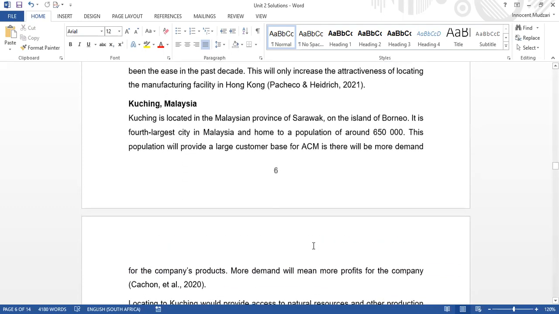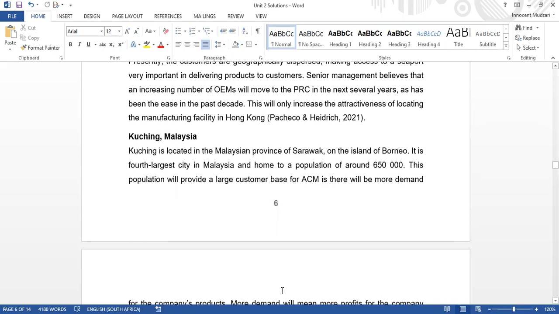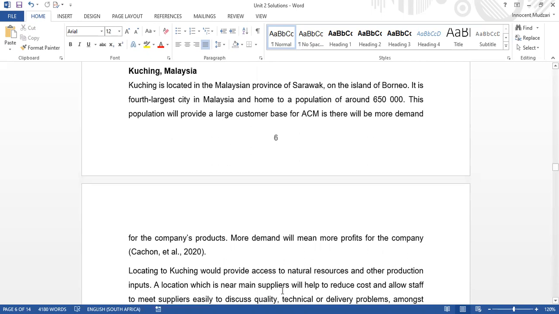And then we have Kuching, which is in Malaysia. That's another possible location that has been mentioned in the case study. So Kuching is located in the Malaysian province of Sarawak on the island of Borneo. It is the fourth largest city in Malaysia and home to a population of around 650,000. So this population of around 650,000 will provide a large customer base for ACM, and there will be more demand for the company's products. Right? They're now telling how the company will benefit from that population of 650,000. More demand will mean that the company will enjoy more profits.